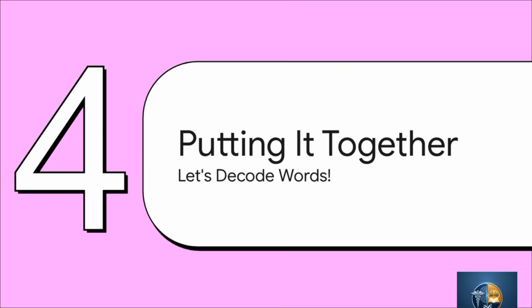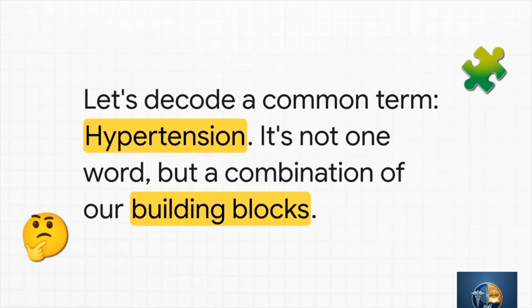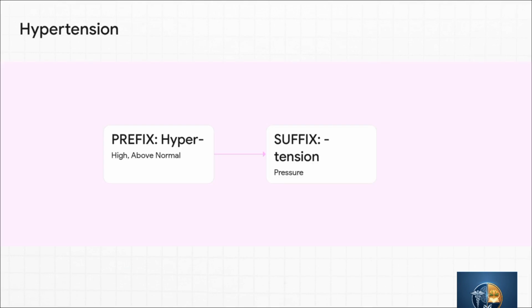All right, this is the moment we've been building up to. We've got our prefix toolkit, we've got our map of body roots. Now it is time to put them to work. Let's solve some puzzles and see this system in action. Let's start with a really common one, hypertension. You've definitely heard this word before, but now let's stop looking at it as a single word and instead see it as a combination of our building blocks. Look how easy this is.